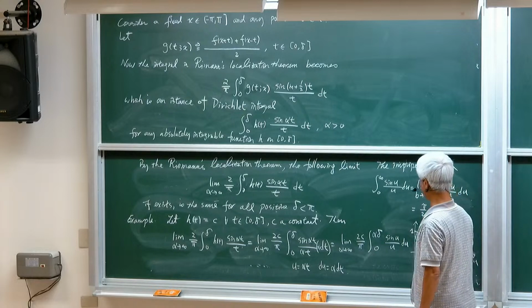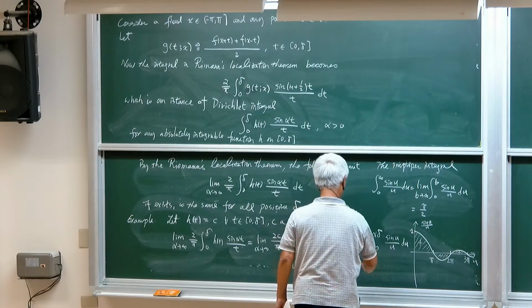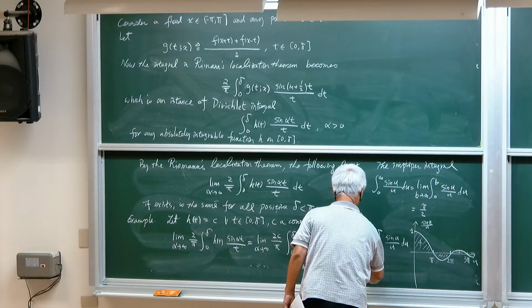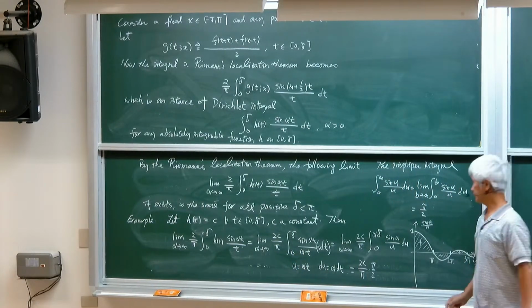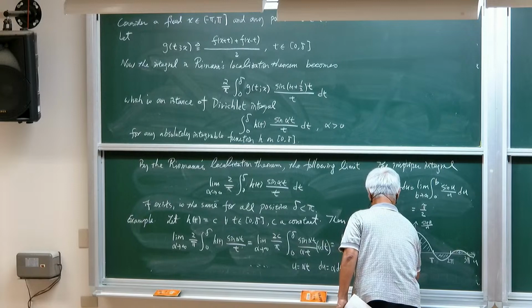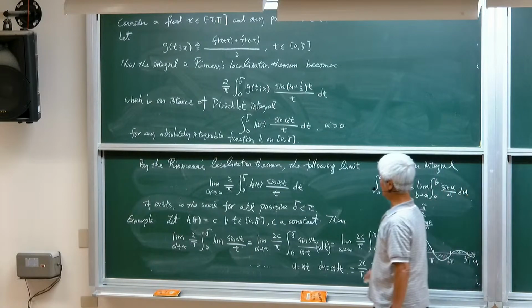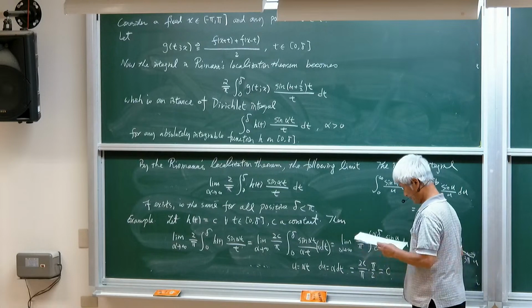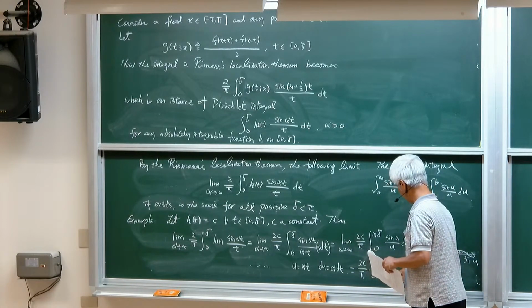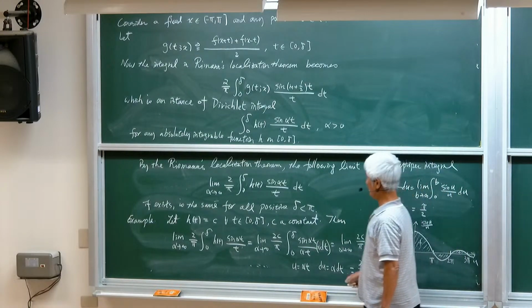So this is pi over 2, and so this is 2c over pi times pi over 2. So what happened? What is the result? What is c? So it recovers the constant function that we see here. Okay. So you have a very interesting result here.